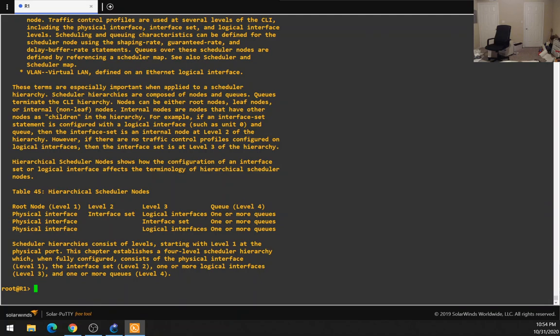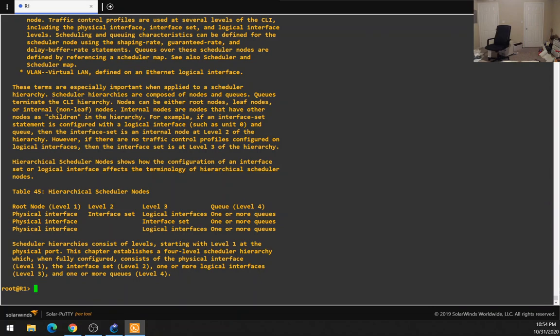These terms are especially important when applied to a scheduler hierarchy. Scheduler hierarchies are composed of nodes and queues. Queues terminate the CLI hierarchy. Nodes can be either root nodes, leaf nodes, or internal non-leaf nodes. Internal nodes are nodes that have other nodes as children in the hierarchy.